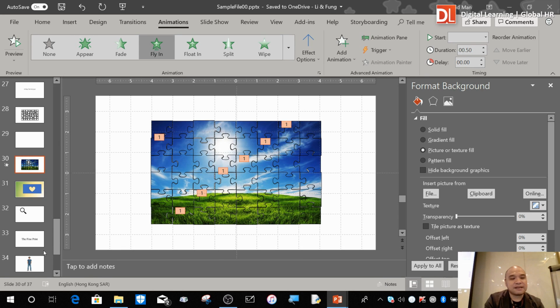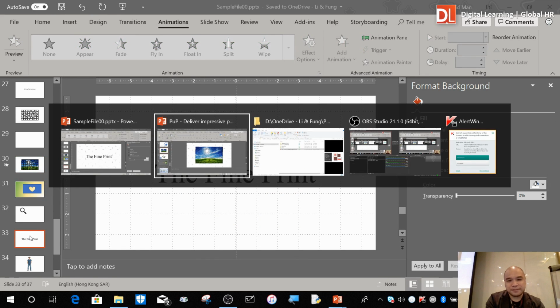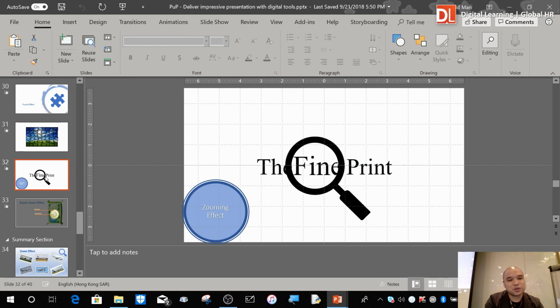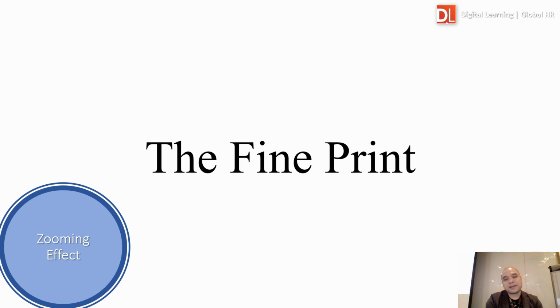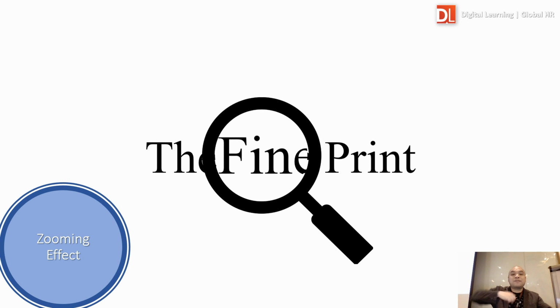And now, another effect. Do you remember? Another effect I would like to show you is the magnifying glass effect. This one is the fine print, right? After that, I will click once, see what happens. The fine print will become larger, just like putting a magnifying glass on top of the words, right? How to make this effect? Any idea?